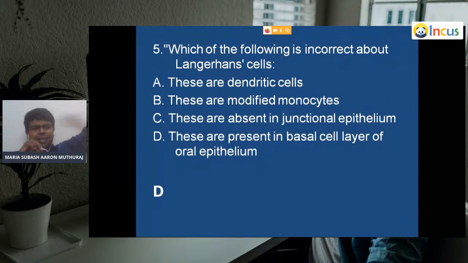Therefore, which of the following is incorrect? These are dendritic cells. Yes, these are dendritic cells. It is a modified form of monocytes only. They are absent in junctional epithelium. That's also okay. But the fourth answer, these are present in the basal layer of the oral epithelium, is the wrong option, because Langerhans cells, as I already told in the previous slide, are not present in the basal cell layer. They are present above the basal cell layer, in the suprabasal layer. Therefore, option D is wrong.